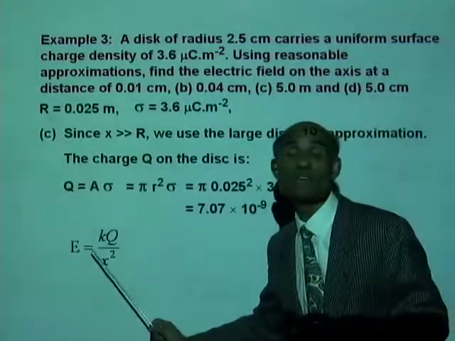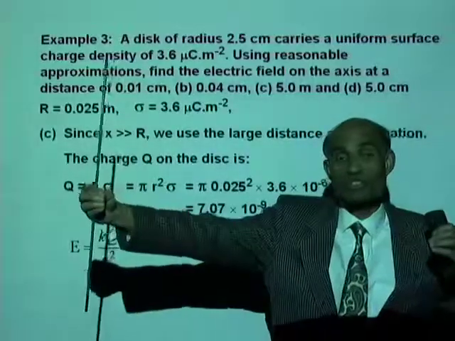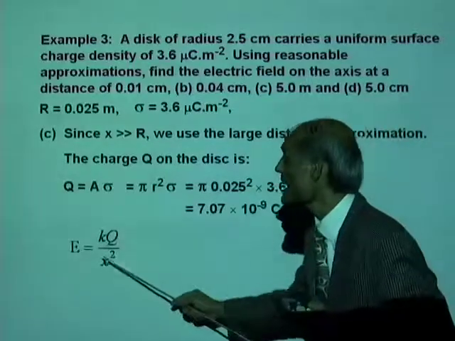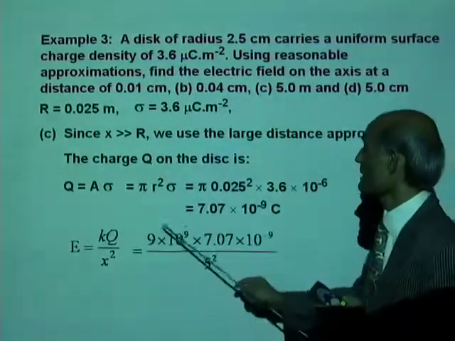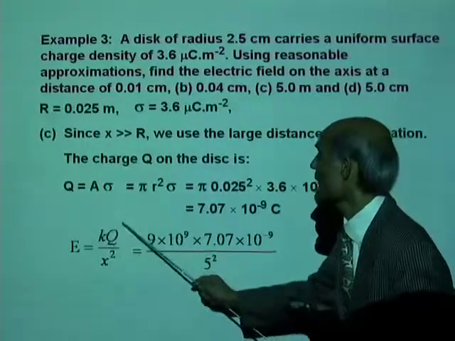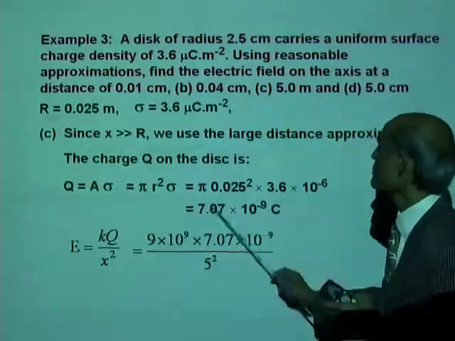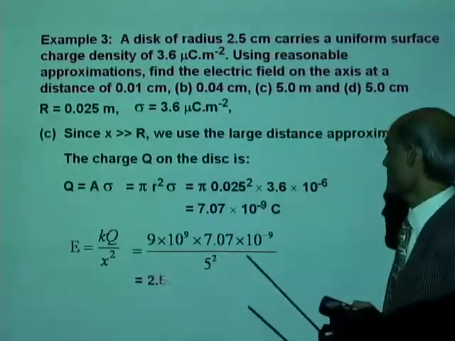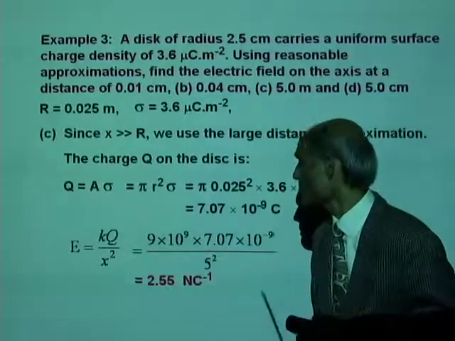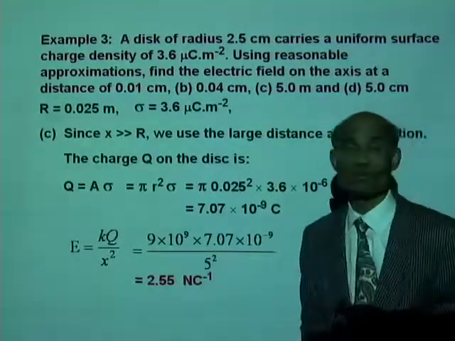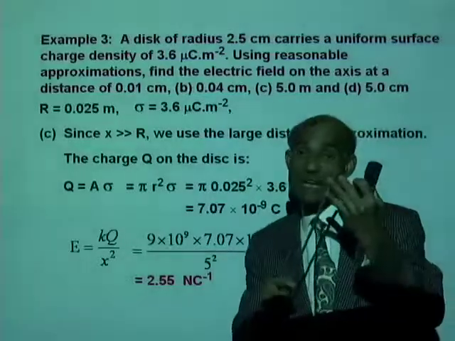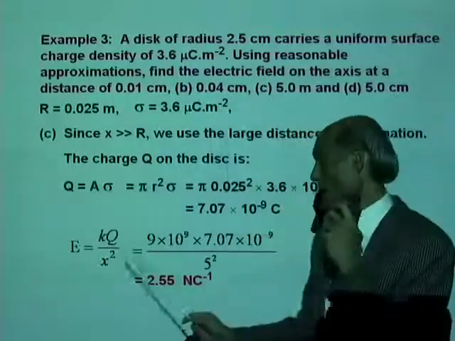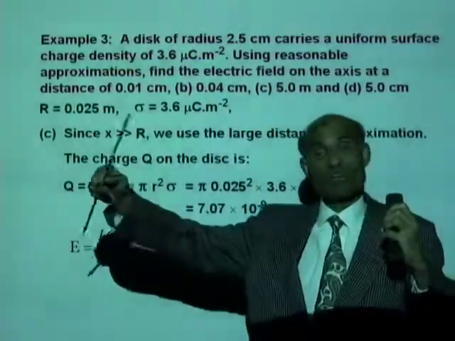And we will use the approximation for large distances, which is the point charge formula. E equal to kQ over x squared, where 9 times 10 to the 9 is k, Q is 7.07 times 10 to the negative 9, and x equal to 5, and that is 2.55 Newton per coulomb. So we used in two cases the close approximation when x is very small, and in the third case x is very large.